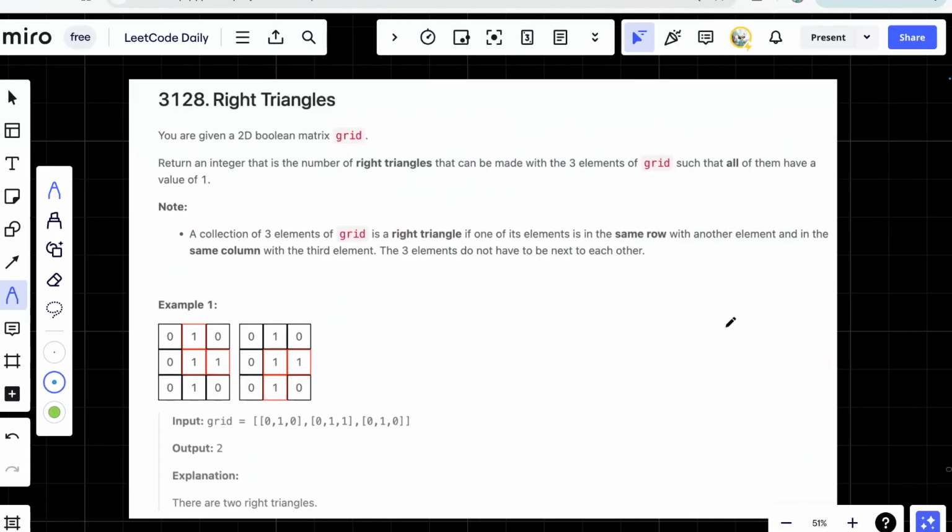Hello everyone, let us solve the second question from today's bi-weekly contest, that is right triangles. So let us see what is given to us in this question. We're given a 2D Boolean matrix grid. Boolean means you're going to have 0 and 1 in the matrix, right?